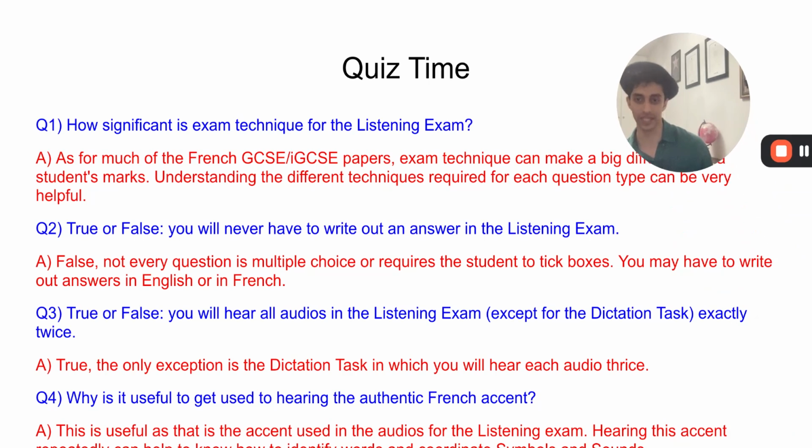Hearing this accent repeatedly can help to know how to identify words and coordinate symbols and sounds. Essentially, by listening to an authentic French accent, even if the content is quite difficult or above your current level, you can train your ear and make it easier to pick up on where one word ends and the next word begins, to identify individual words that are spoken and what is being said. And that largely does come down to time and practice for most students.